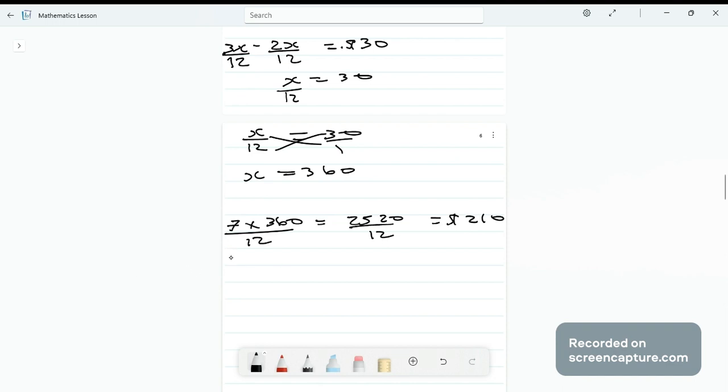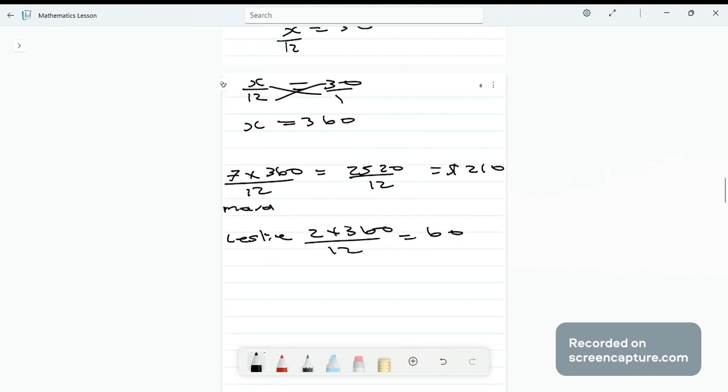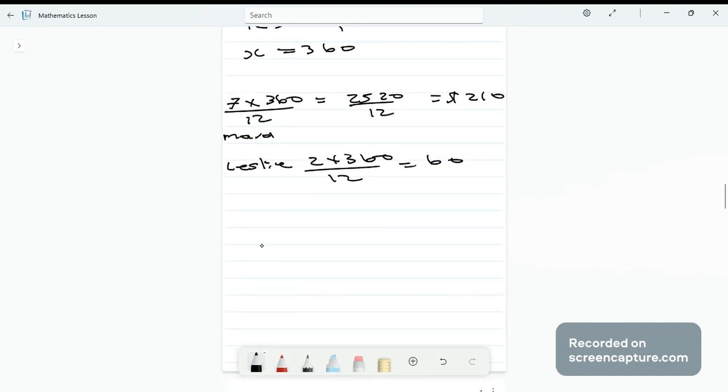And this is for Mara. Looking now at Leslie. Leslie got 2 times 360, so 2 times x over 12, and this is $60. And Lily got 3 times 360 over 12, and this is equal to $90.